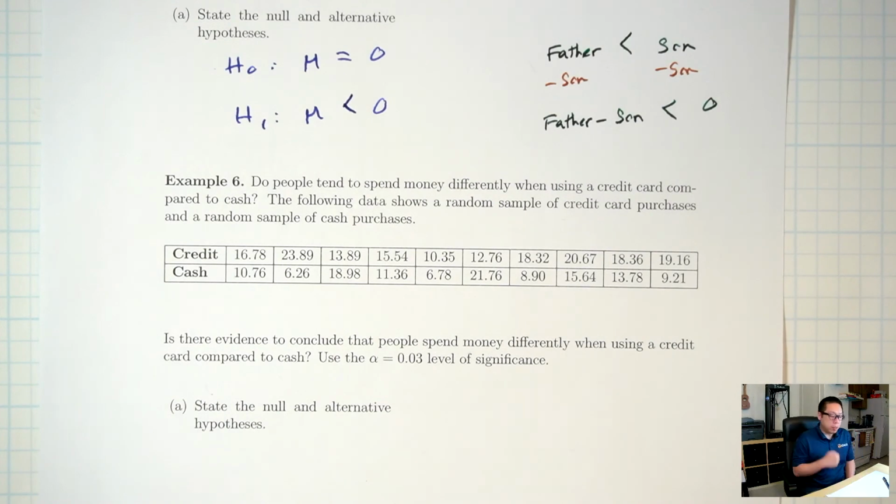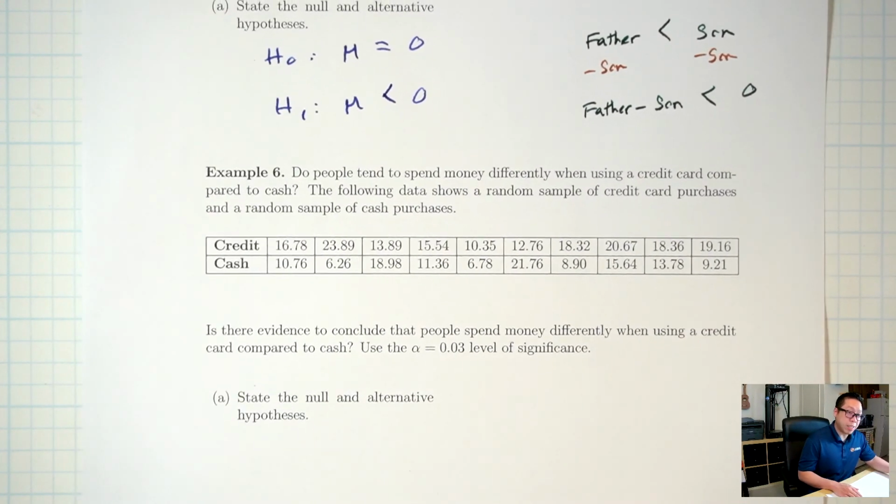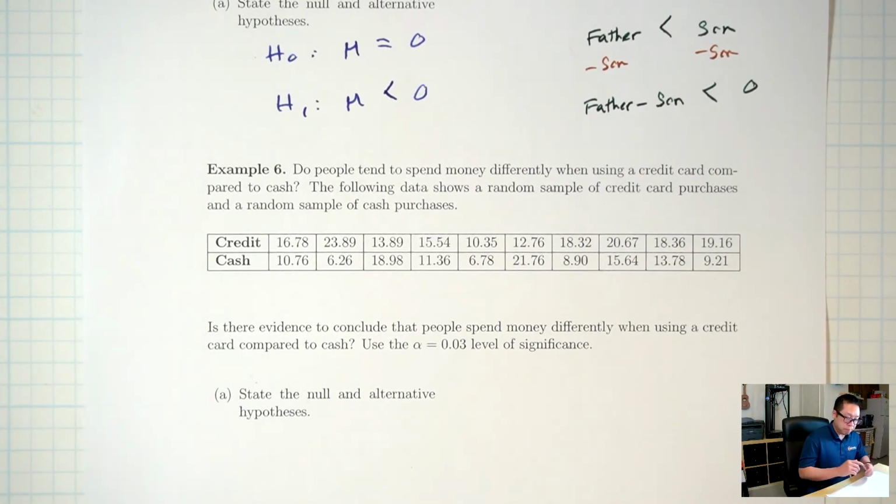Example 6. Do people tend to spend money differently when using a credit card compared to cash? The following data shows a random sample of credit card purchases and a random sample of cash purchases. Is there evidence to conclude that people spend money differently when using a credit card compared to cash? Question, is this independent or is this matched?